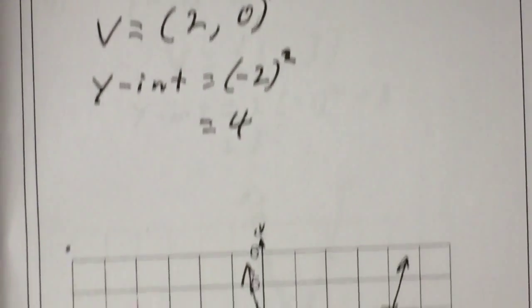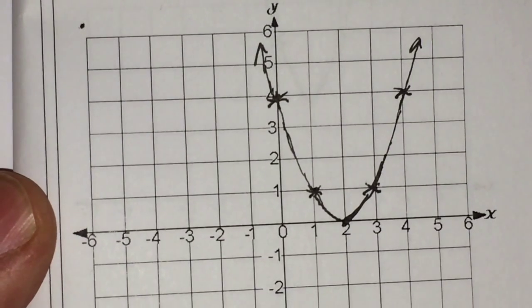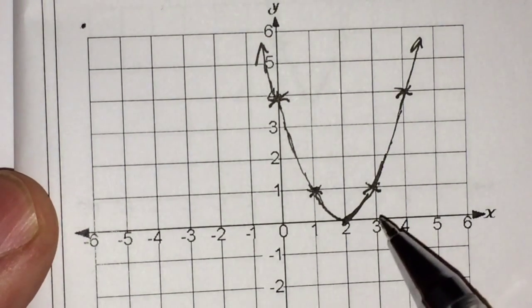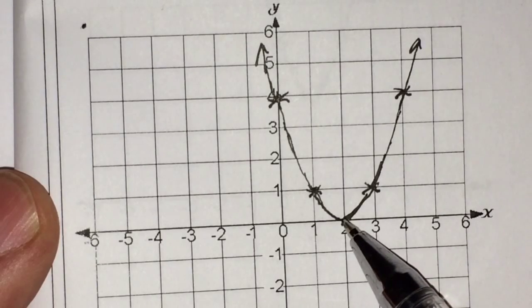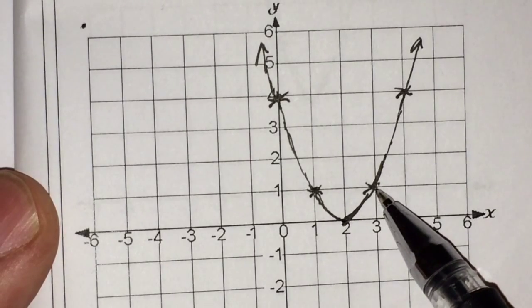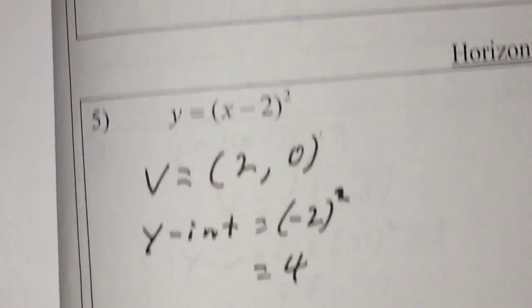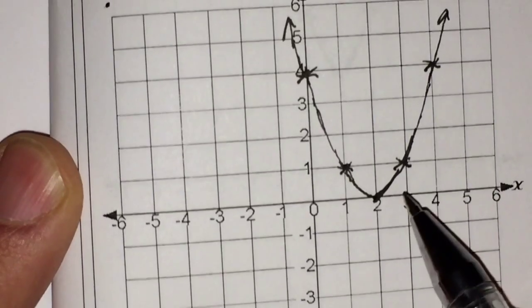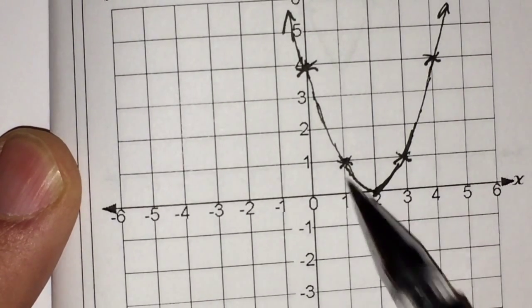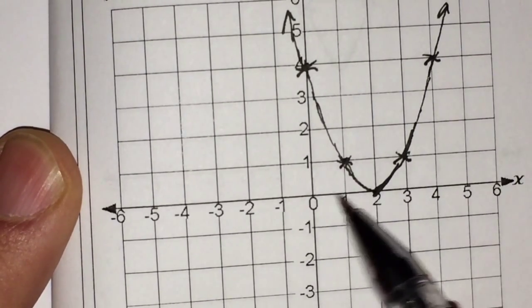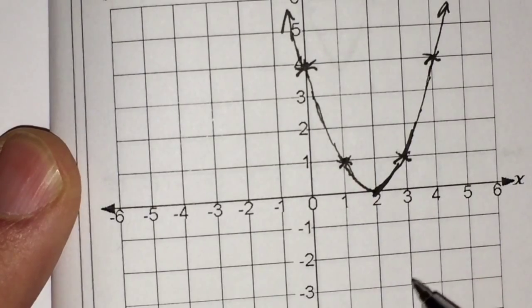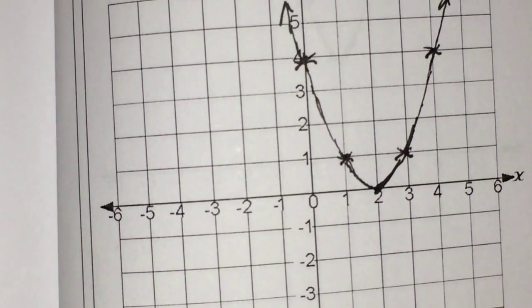If we graph that, it looks like this. From the vertex, which is (2, 0), you go over 1, up 1. It has not had a vertical stretch, because the a value here is just 1. So you go over 1, up 1, both ways. Over 2, up 4, and so on.